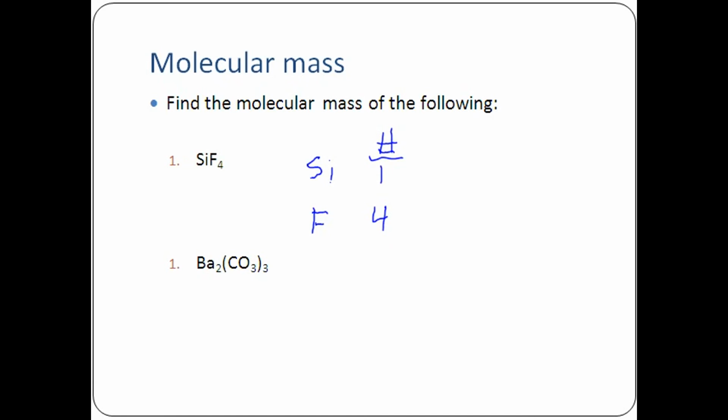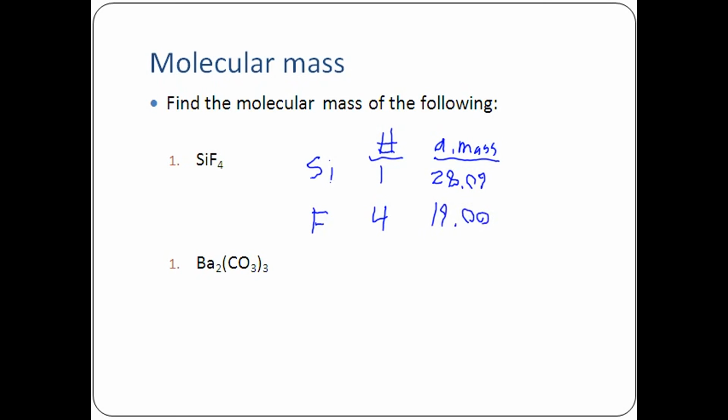The next thing to figure out is the atomic mass. Looking up silicon, it has an atomic mass of 28.09. And we do want to always round these to the hundredths place. Fluorine has a mass of 18.998, which rounds up to 19.00.